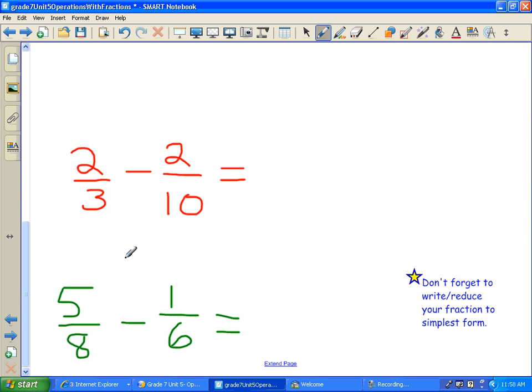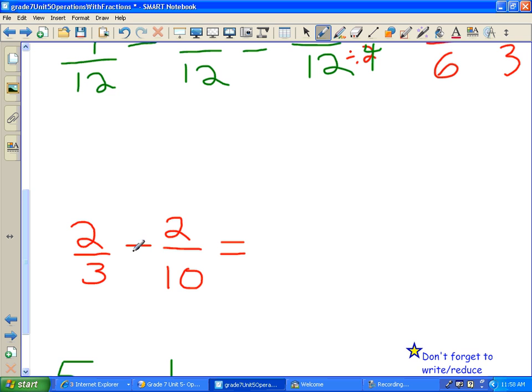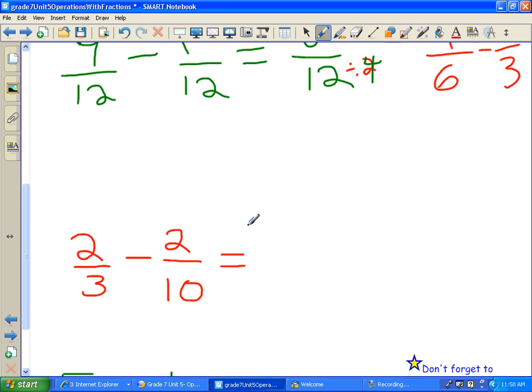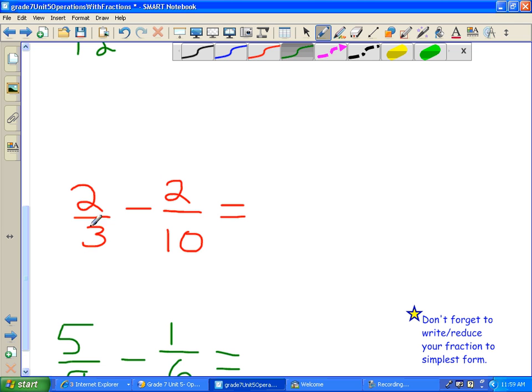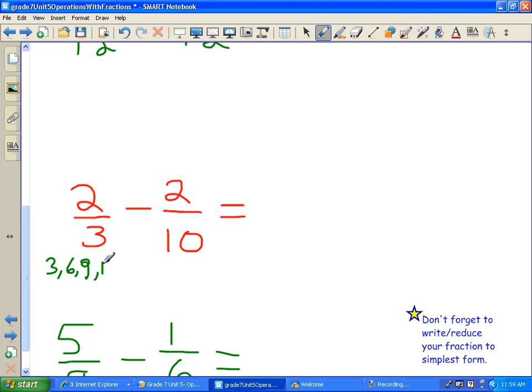Hey, here's another one here. We have 2/3 and 2/10. Now, the issue with this one here is that if I go over and I say 3 doesn't go in the 10, so it's not going to work out nicely. So let's list the multiples of 3. So we got 3, 6, 9, 12, 15, and I could keep going and going to 18, 21, 24, 27, 30, and I could keep going.